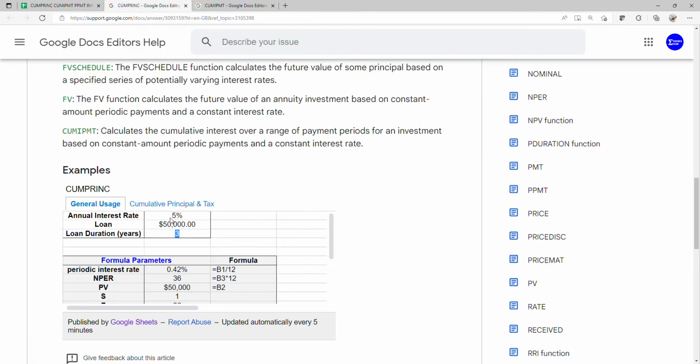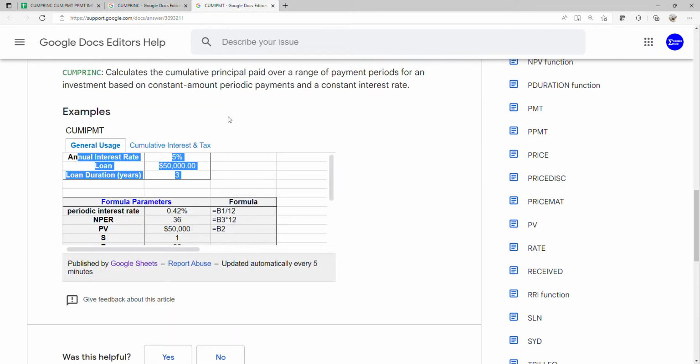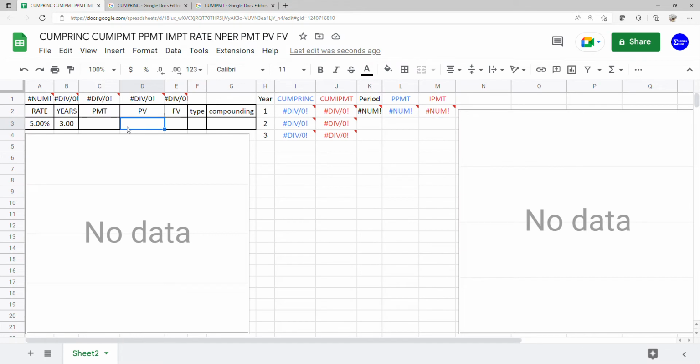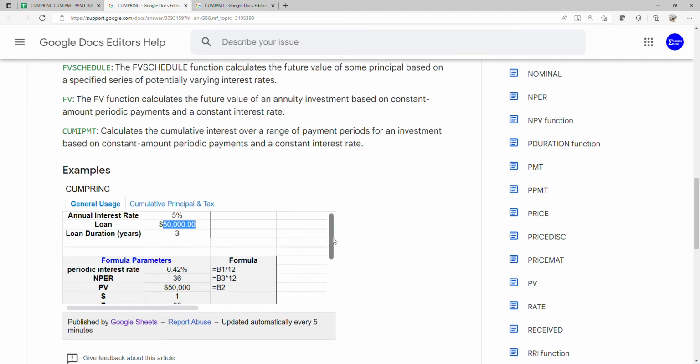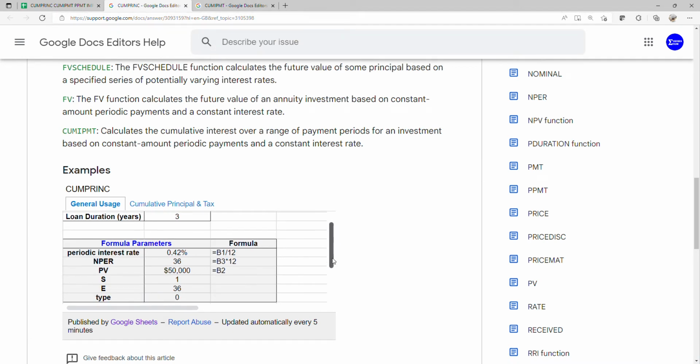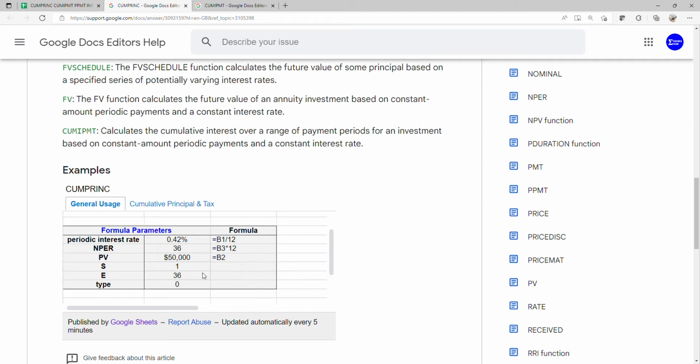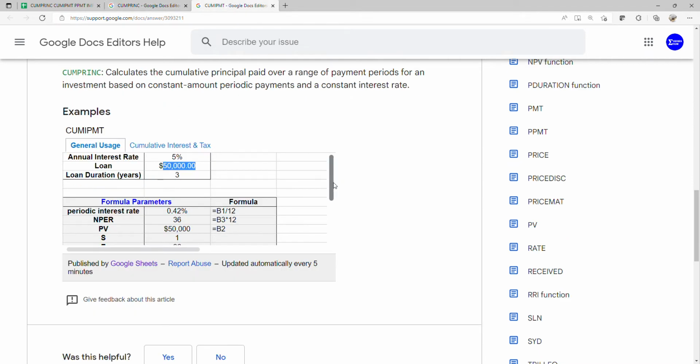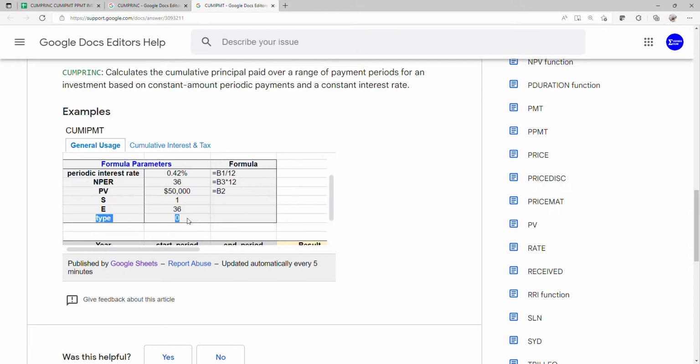And the present value, or the loan, is 50,000, which is also 50,000 in the other example. The future value, because it's a loan we're paying off, will be 0. And the type is 0, because it's not mentioned. Likewise, in the example here, the type is also 0.